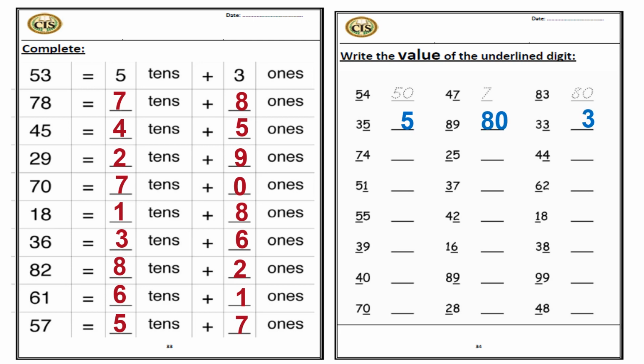8 with 1 0, 80. 3, 3 ones without any 0. 7, 7 with 1 0, 70. 2 is tens, 20. 4 ones without any 0. 51, 1 is ones, 1 only. 37, 3 with 1 0. 62, 6 with 1 0. 55, 5 with 1 0, tens. 42, 2 without any 0. 18, 1 with 1 0. The rest of the page is homework.